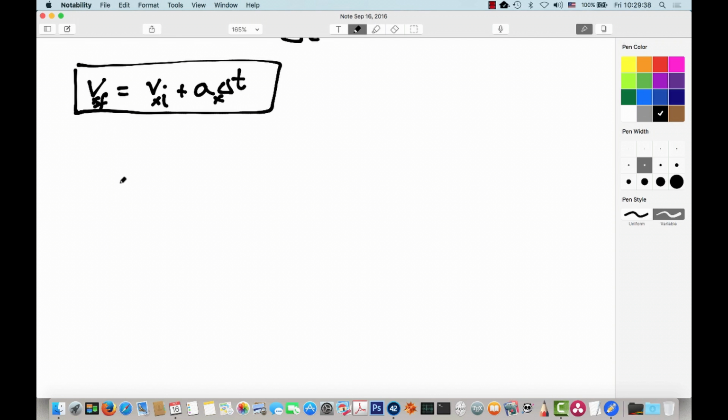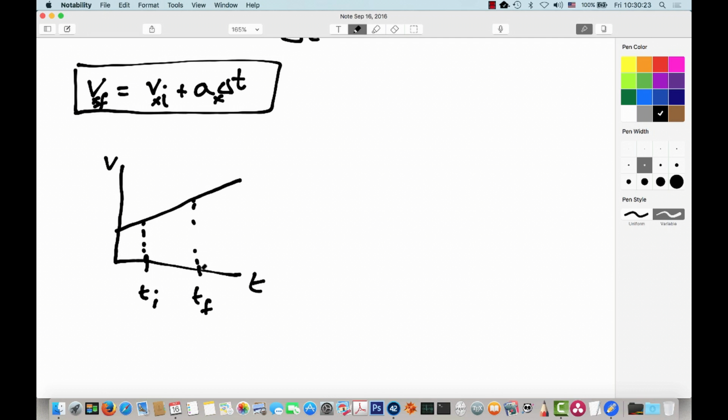Alright, so for the second one, let's think about what a typical velocity time graph would look like. Velocity time for constant acceleration. We've already seen that it will look like some sort of a straight line. Now, it could be below the time axis, it could be above, it could be slanted up, like I've drawn it here, it could be slanted down. It doesn't really matter. All right, so let's say this is my initial time, and that's my final time, t final.